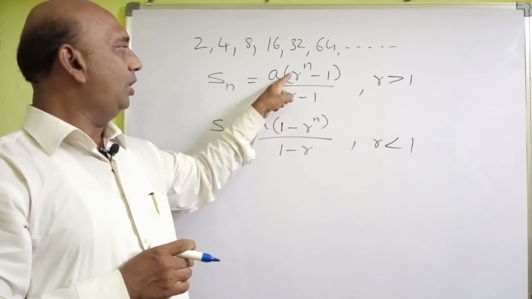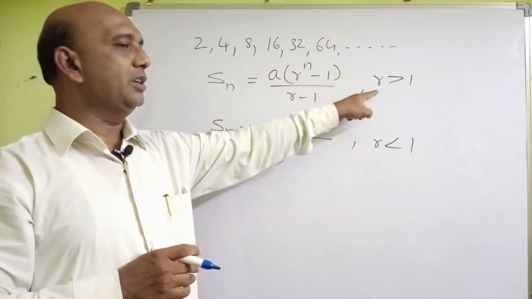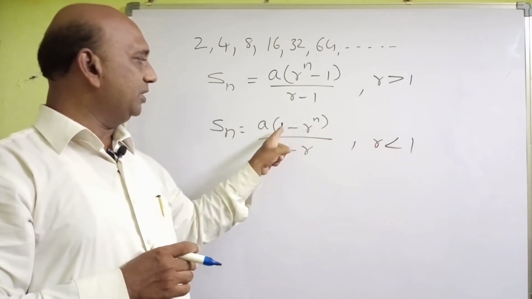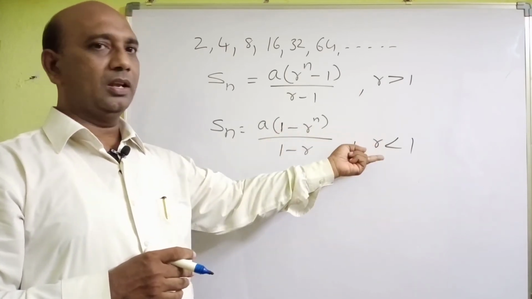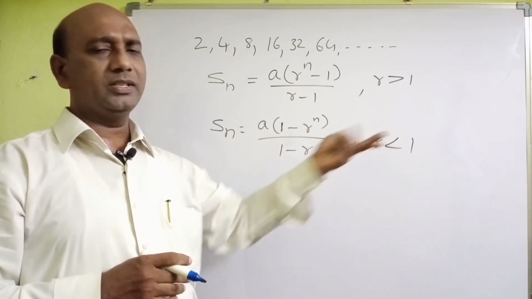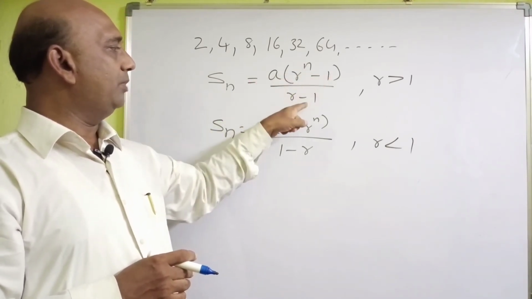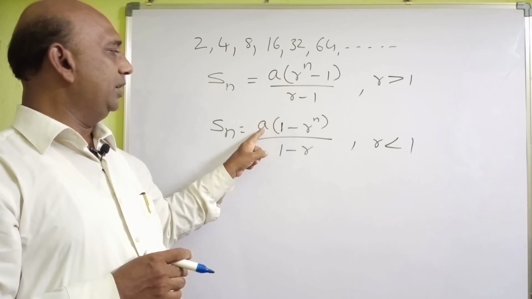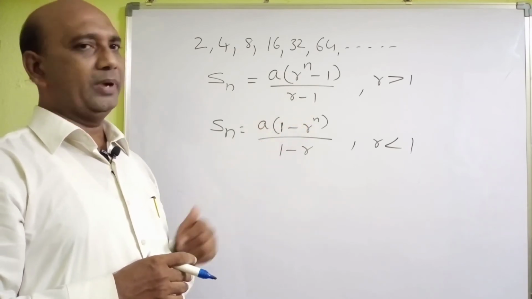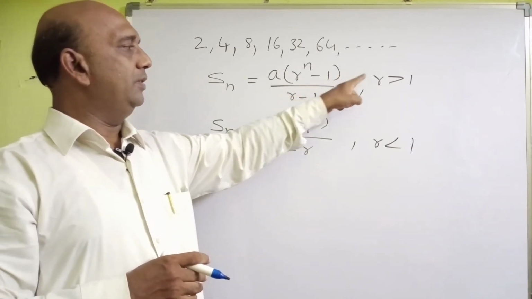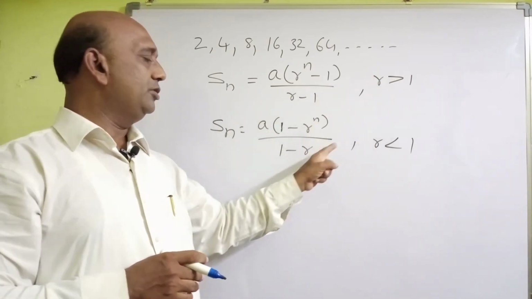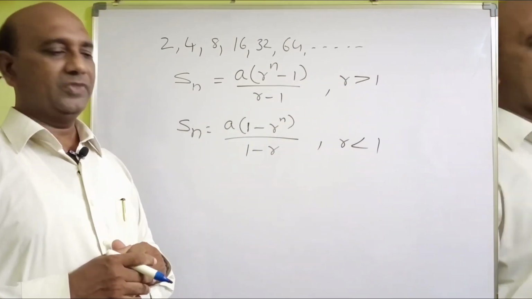So r comes first in this formula if r is greater than 1. 1 comes first in this formula if 1 is greater than r. 1 is greater than r means r is less than 1. So the first formula is a into r to the power of n minus 1, by r minus 1, and the second formula is a into 1 minus r to the power of n, by 1 minus r. This is used when r is greater than 1 and this is used when r is less than 1.